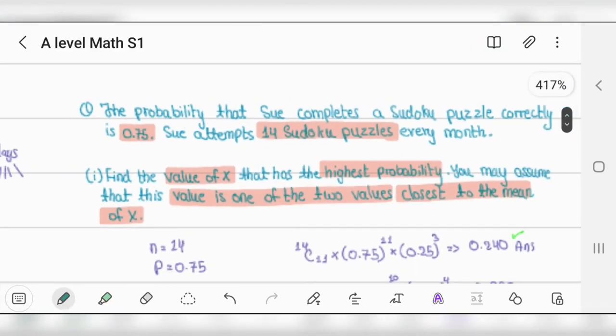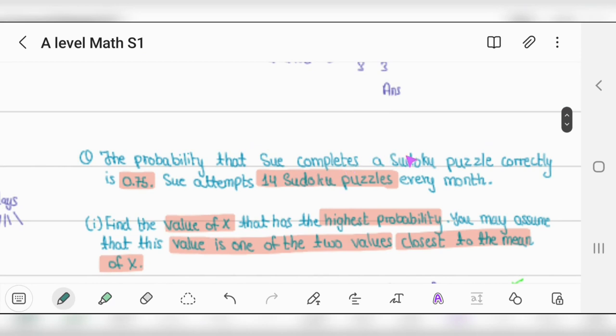Now the next question is: the probability that you complete a Sudoku puzzle correctly is 0.75. You attempt 14 Sudoku puzzles every month, so N is 14 and the probability of success is 0.75. Find the value of X that has the highest probability. You may assume that this value is one of the two values closest to the mean of X. So you need to find the mean at first, which is N multiplied by P.